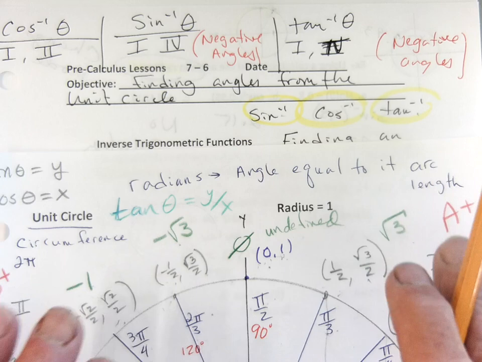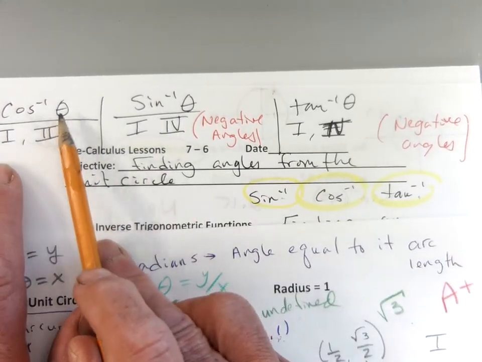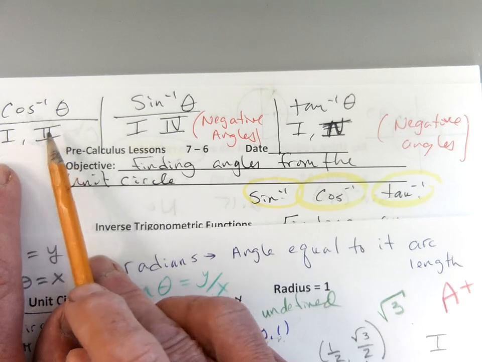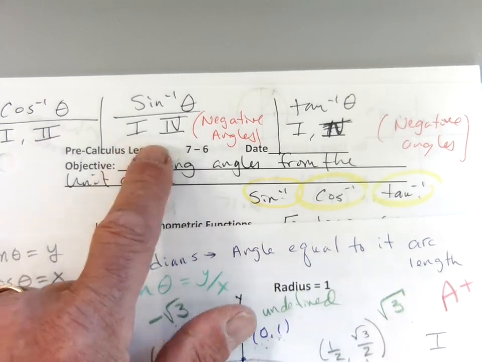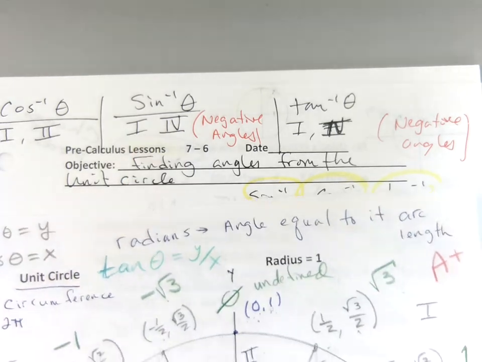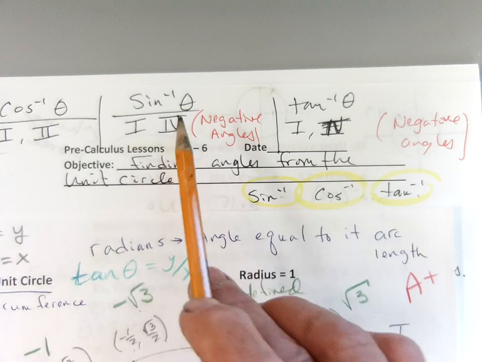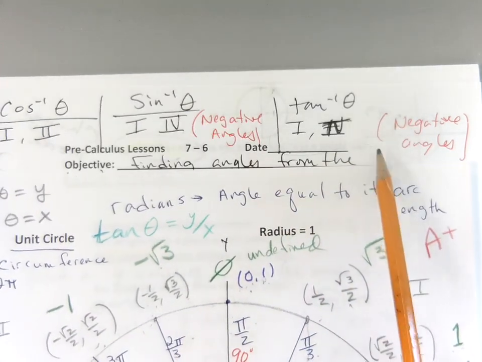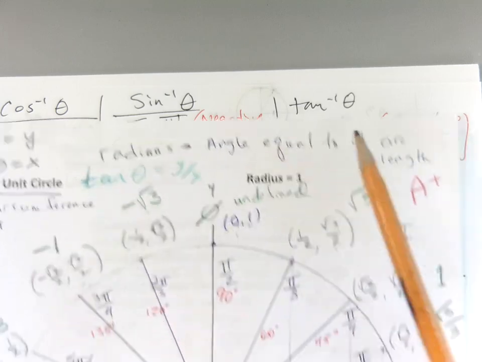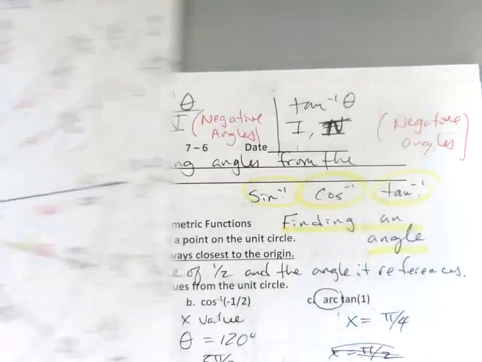We talked about the domain. If you're looking for a cosine, the angles you find for cosine are always found in quadrants 1 or 2. For sine, you want to find the angles in quadrants 1 or 4 because it's closest, but when you're in quadrant 4, you take the negative angle. And same thing with tangent. You want the tangent of an angle either in quadrant 1 or 4 because in quadrant 4 it's closest if you take the negative angle.